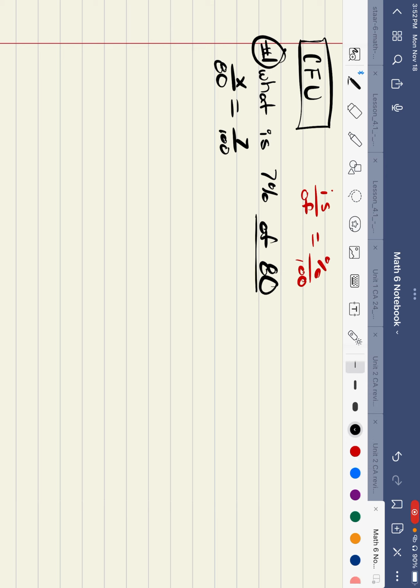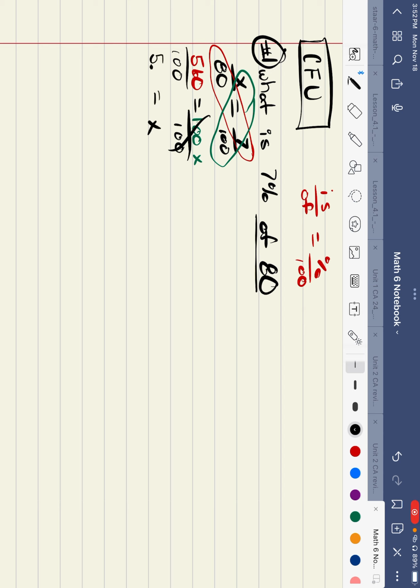Same method, cross multiply. 80 times 7 is 560. And then 100 times x is 100x. Divide by 100 to get rid of that guy. Divide by 100 here. You end up with x is equal to 5.6.